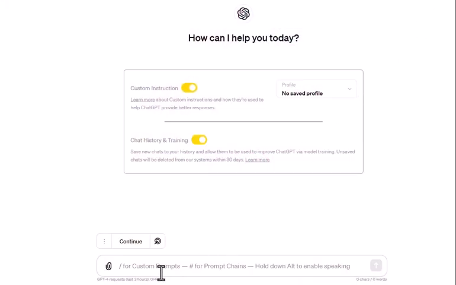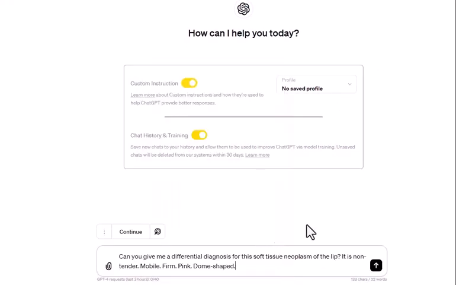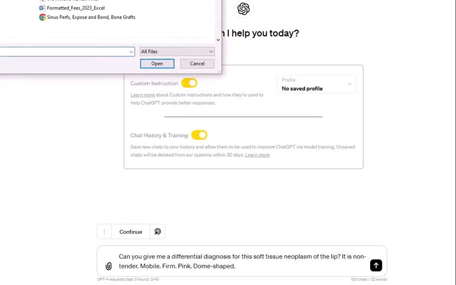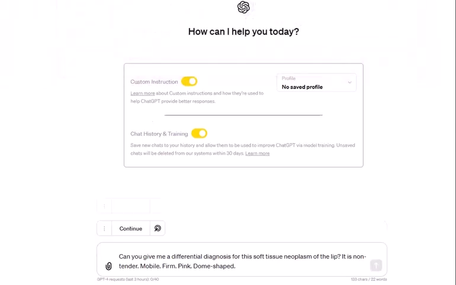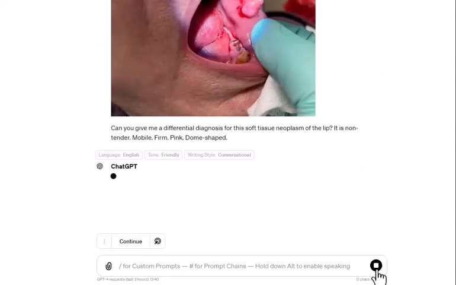OpenAI's ChatGPT. I'm going to paste in the prompt. Can you give me a differential diagnosis for this soft tissue neoplasm of the lip? It is non-tender, mobile, firm, pink, and dome-shaped. That's the simple, just what I put on there. And then I'm going to attach the photograph as well. And then I'm going to submit it. And let's see what it says.